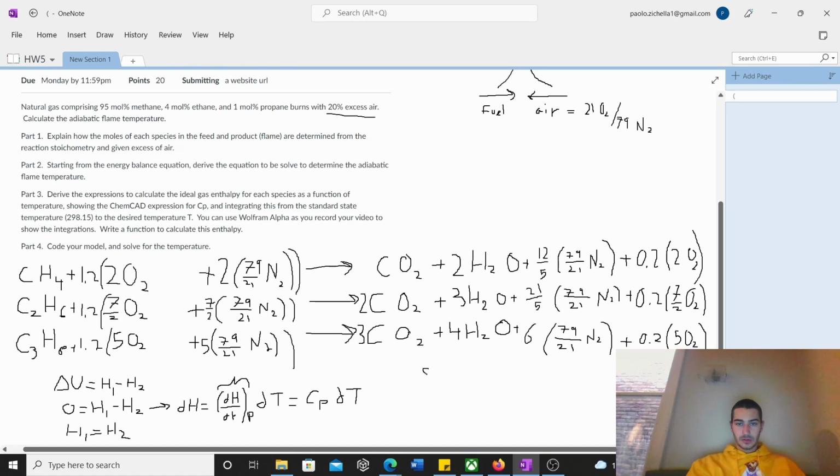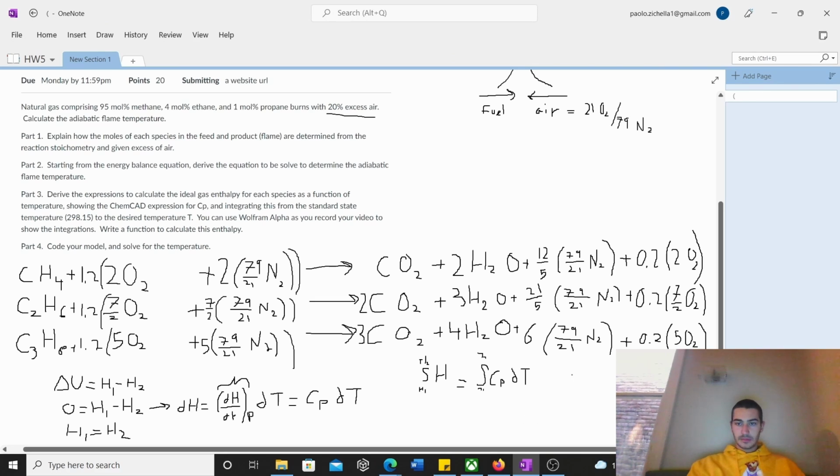So the integral of the enthalpy from state 1 to state 2 is simply equal to the integral of Cp, the heat capacity at constant pressure, with respect to the change in temperature. Right. This is from temperature 1, or state 1, to state 2.